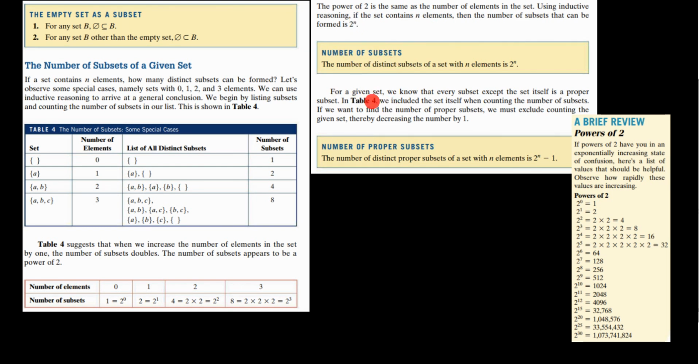So for a given set, we know that every subset except the set itself is a proper subset. So let's look back here. Every single one of these sets except the set itself. So for this one, the set itself is A. That's the set itself. AB, that's the set itself, and ABC is the set itself.